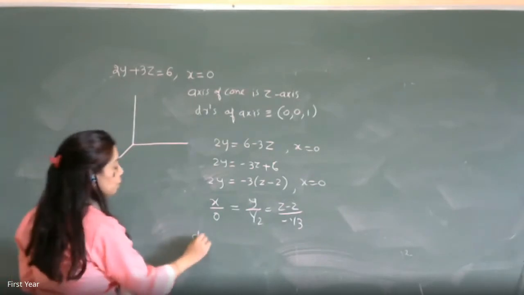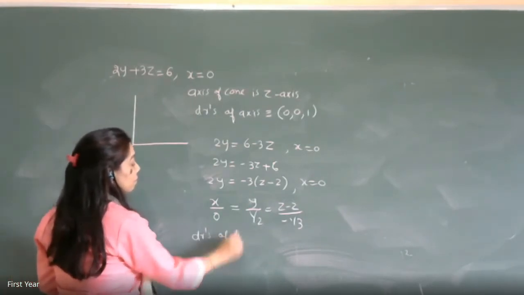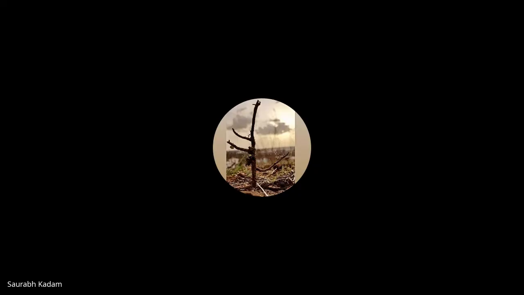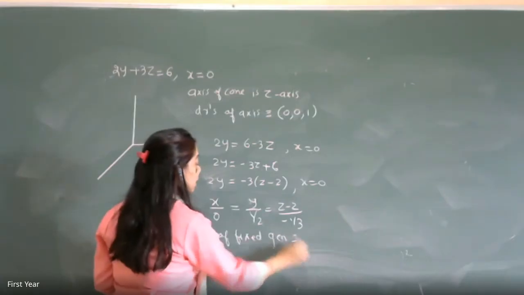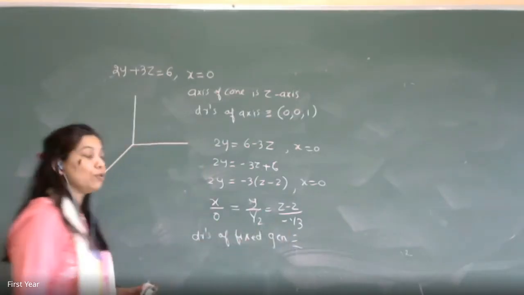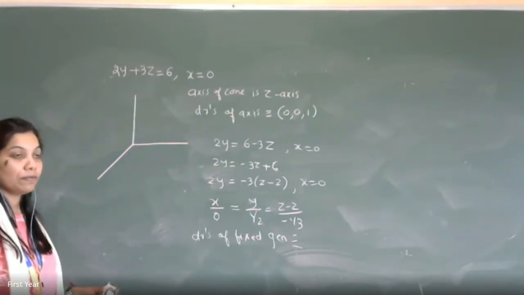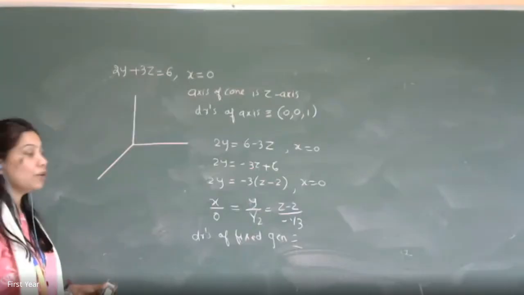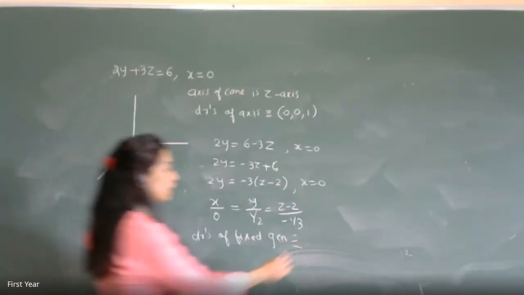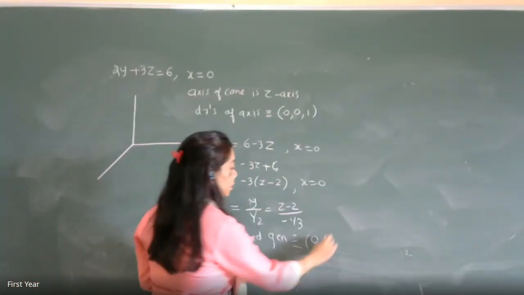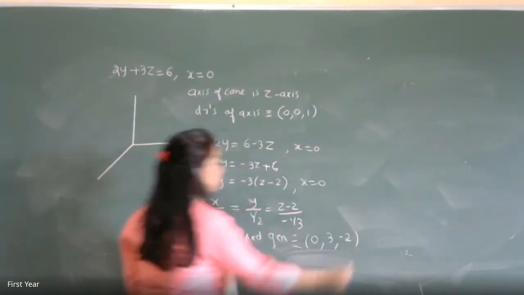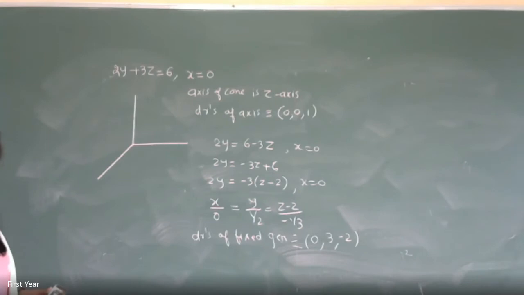Therefore, what are the direction ratios? The direction ratios of the fixed generator will be either this, or what you can do: the LCM of 2 and 3 is 6. So multiply by 6 and you will get 0, 3, minus 2. Is it okay? Clear? Yes, ma'am.